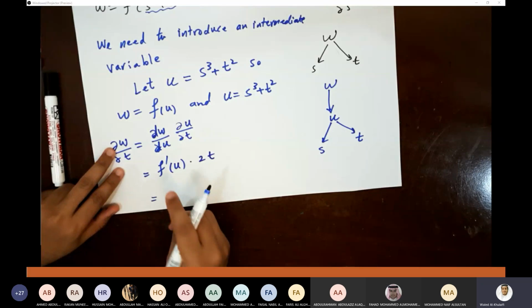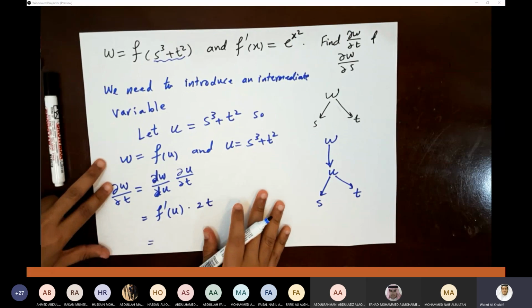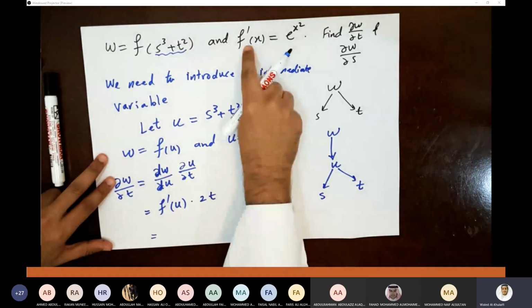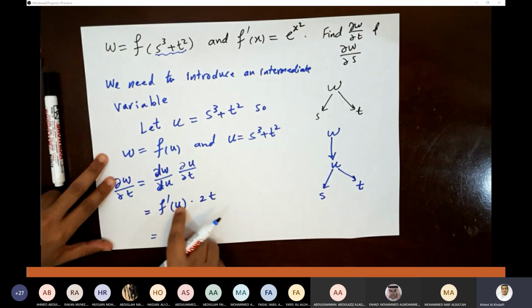Now, what is f prime of u? Now, let me just put the paper a little bit this way. Look here. He told you f prime of x is e to the x squared. So, what is f prime of u?